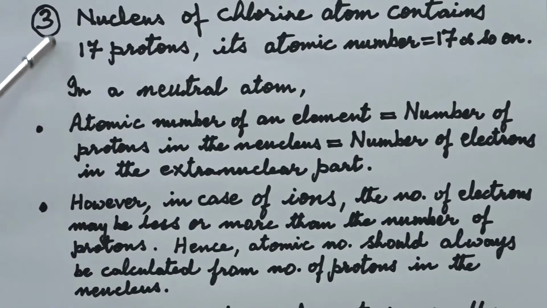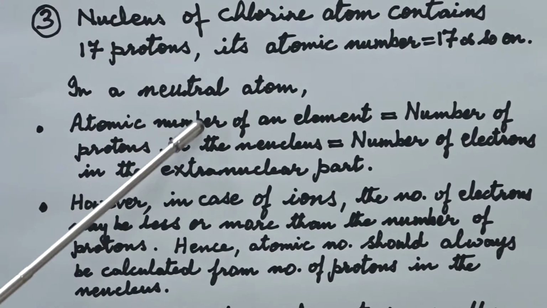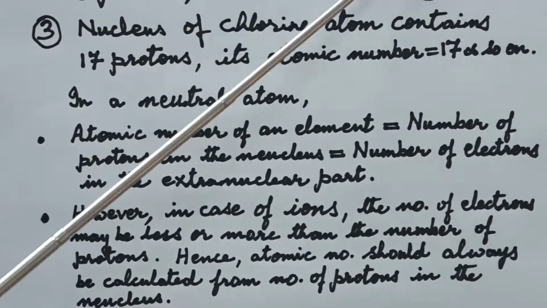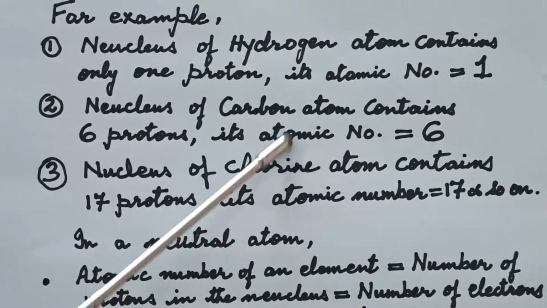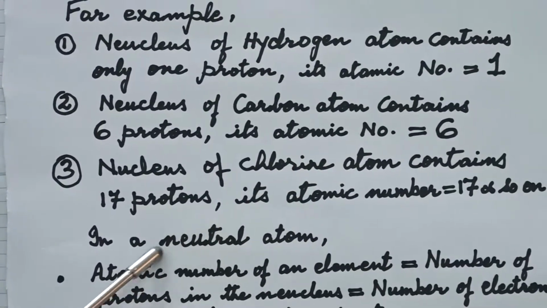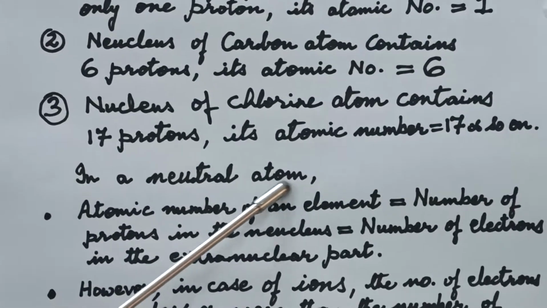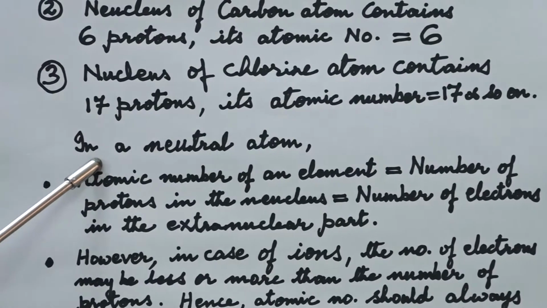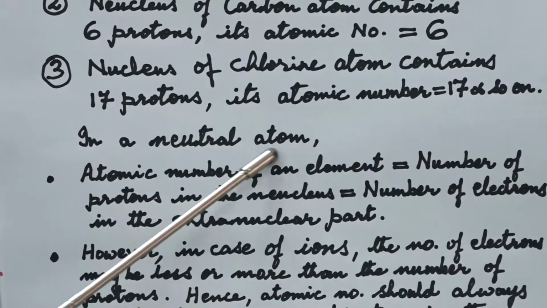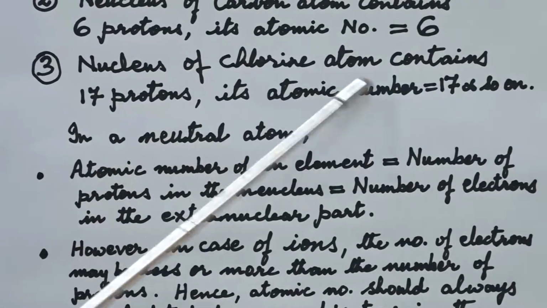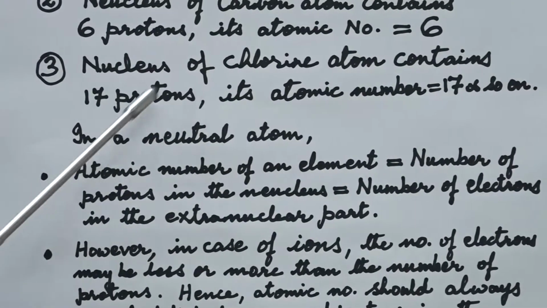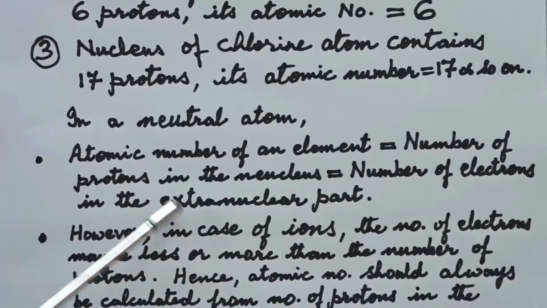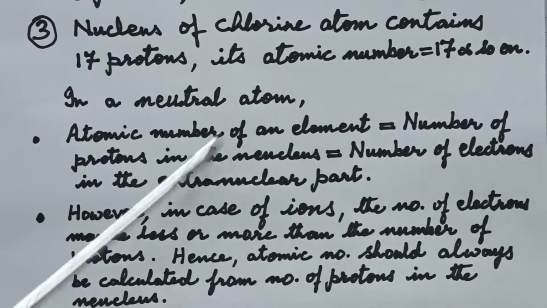Since a normal atom as a whole is electrically neutral, and each proton carries 1 unit positive charge and each electron carries 1 unit negative charge, therefore, the number of protons present in the nucleus must be equal to the number of electrons present in the extranuclear part. Therefore, we say the atomic number of an element is equal to the number of protons in the nucleus, which is equal to the number of electrons in the extranuclear part.